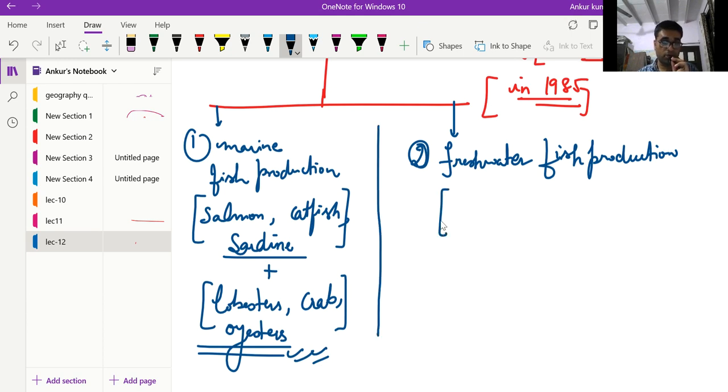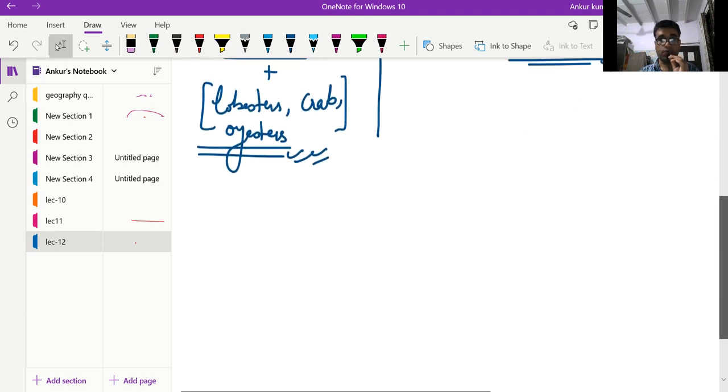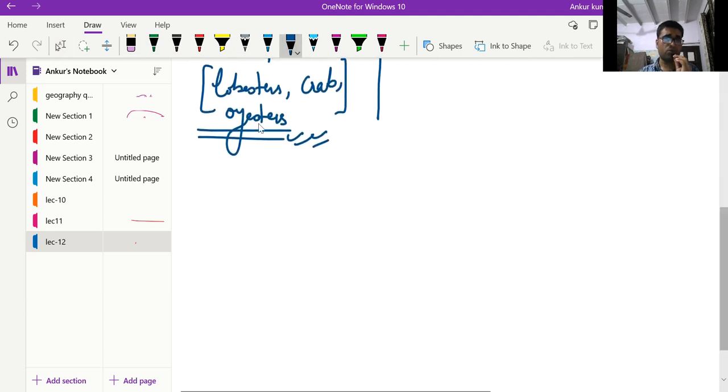In the freshwater fish production, our main focus was on the fishes like katla, tengda, hilsa, right, etc. So there were other species also in the freshwater fish, but these are the main species of the freshwater fish, right? Now, what was the strategy that was adopted by the government? The strategies were, let us discuss first of all, few of the steps that were taken.